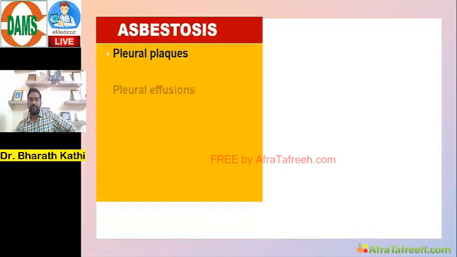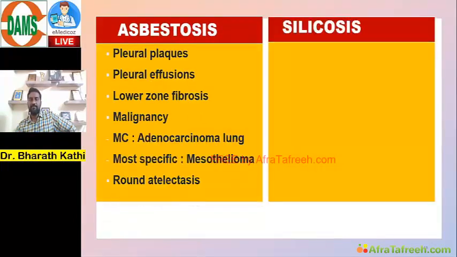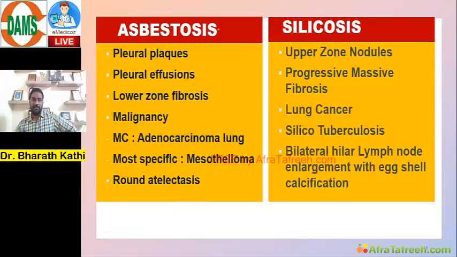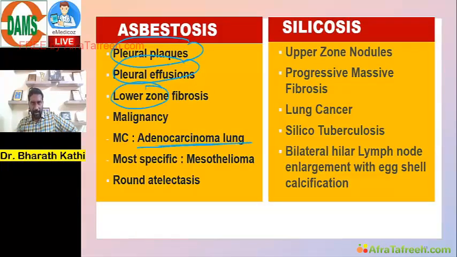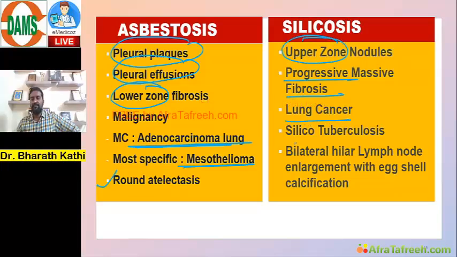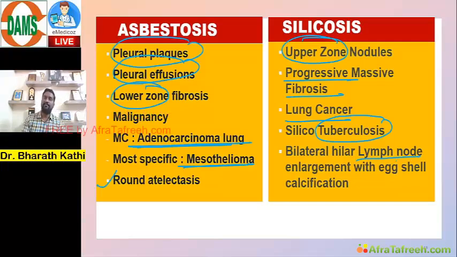Then the differences between various occupational lung diseases, asbestosis and silicosis. Asbestosis characterized by pleural plaques, pleural effusions, and it is predominantly lower zone. Most common malignancy is adenocarcinoma. Most specific will be mesothelioma. Round atelectasis can happen. Silicosis, upper zone nodules, progressive massive fibrosis, lung cancer can happen, and silicosis prone to tuberculosis. And you can see bilateral hilar lymph node enlargement with eggshell calcification. So these are the differentiation.